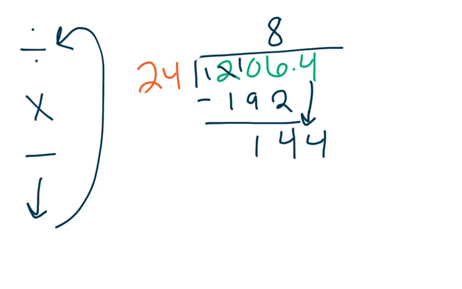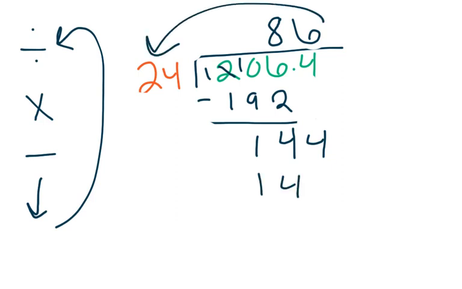So we start again with the first step, which was divide. So I ask myself, how many times can 24 go into 144? And using a multiplication chart, I know the answer to that is 6. Again, multiply 6 times 24, I get 144, subtract, and we get 0. This is how we know we're at the end of our problem.